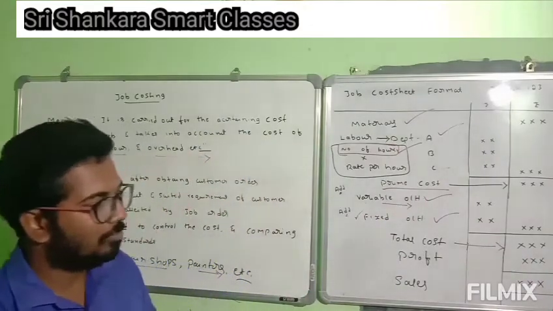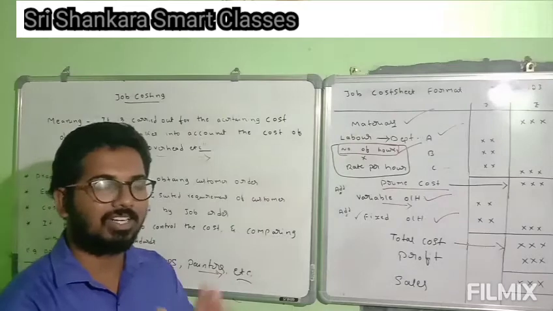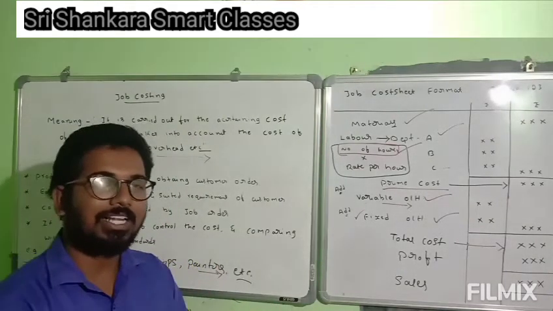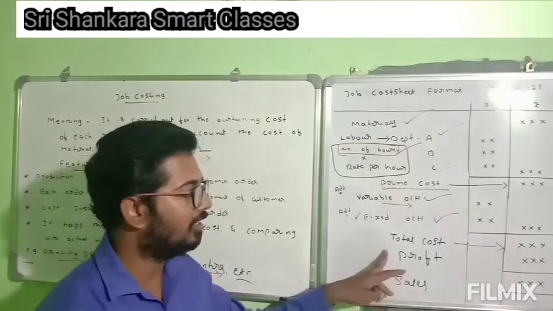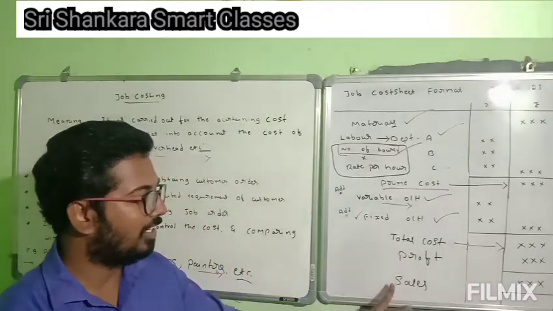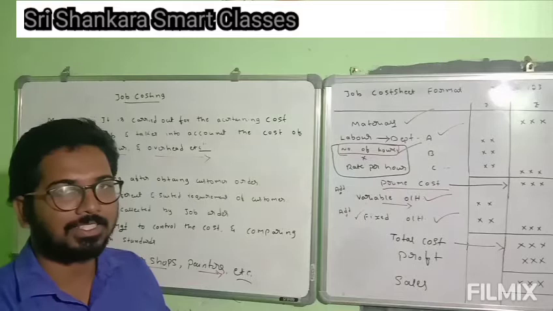From the total cost, the profit rate. Hope you remember the adjustment of profit rate. Profit rate is given on sales, which we have to convert into on cost. If the rate they have given is on cost, we should identify the profit or loss here. So total cost plus profit will give the sales. So this is the simple format of a job cost sheet.